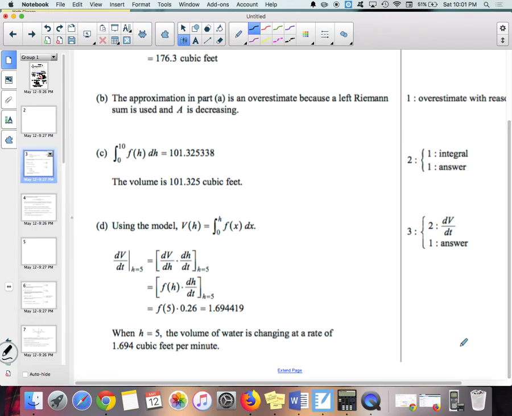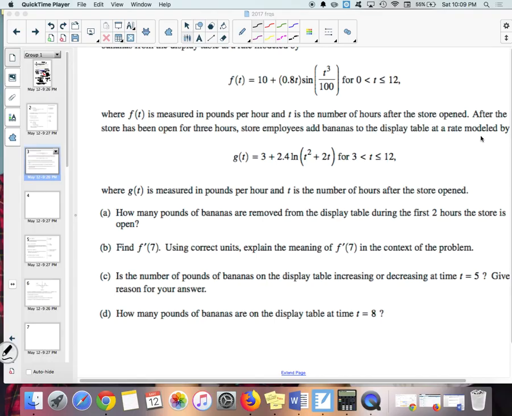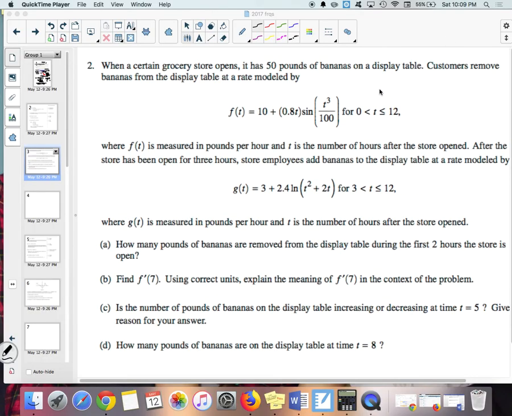All right, so let's go on to question number 2. We actually did this in class the other day. It says when a certain grocery store opens, it has 50 pounds of bananas on a display table. Customers remove bananas from the display table at a rate modeled by f of t equals 10 plus blah, blah, blah, where f of t is measured in pounds per hour, and t is the number of hours since the store opened.